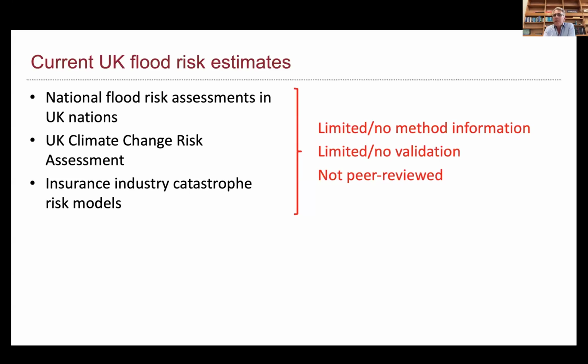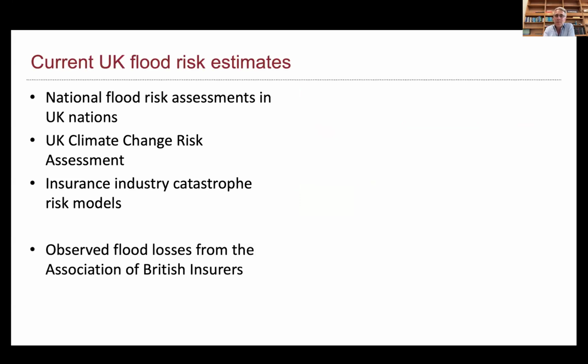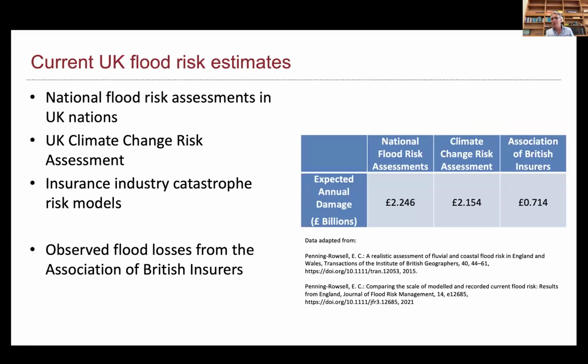The problem with all of those is there's limited or no method information about how those were done. There's limited or no validation, and they're not peer reviewed. But one thing we know is that they don't match observed losses. We have observed losses over the last 20 years from the Association of British Insurers. If we put all these on an identical basis, we can see that the National Flood Risk Assessment and the Climate Change Risk Assessment are about 3 times higher than the observed losses. They're saying annual average damages of over 2 billion, whereas the observations say about 700 million.